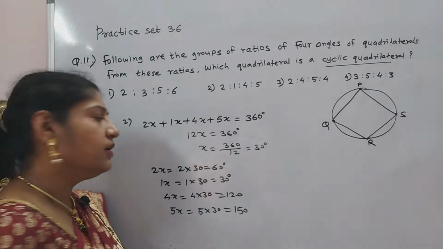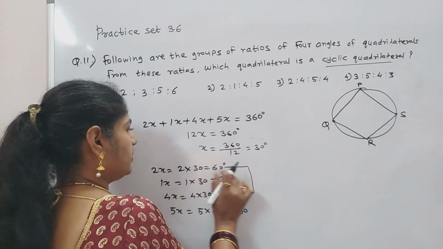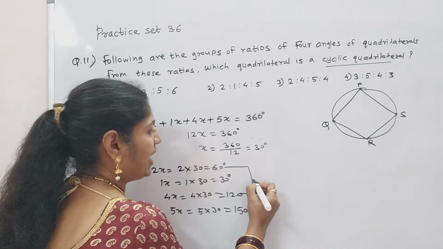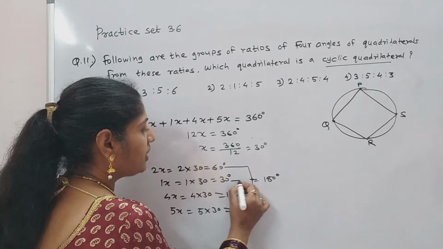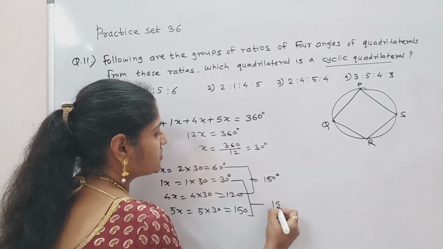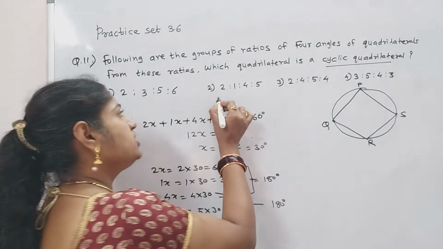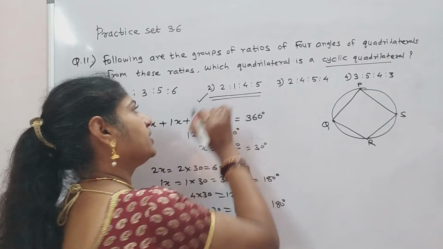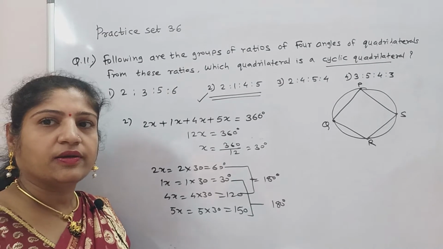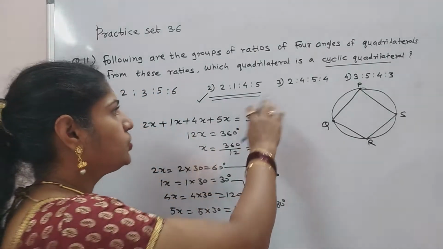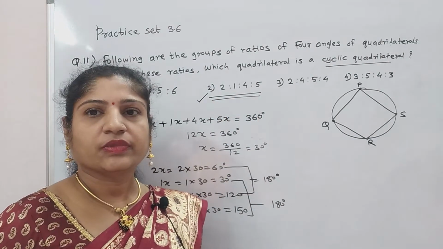Now, alternate angles are the opposite angles. These are 60 and 120. Addition is 180. 30 and 150 addition is 180. That is, opposite angles are supplementary. So this is the correct answer. This ratio of a quadrilateral is a cyclic quadrilateral. You check the other two options also, but the correct answer is the second one. Do it yourself.